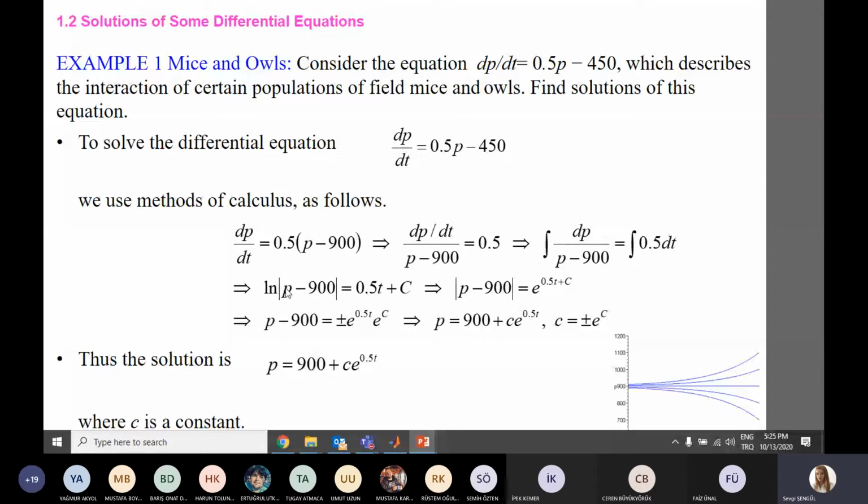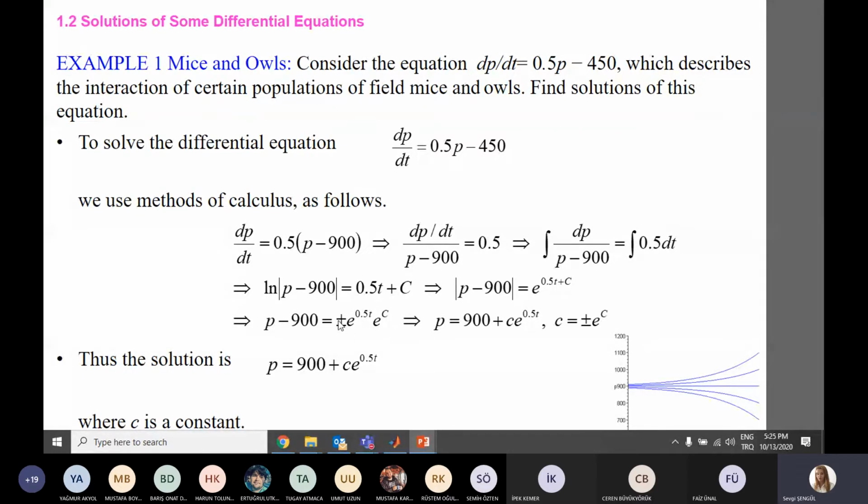And since there is an ln function, and I am looking for p, I want to get rid of this ln. So I'm taking the exponential of each side. e to the ln is going to be just 1. That's why we have only p minus 900 here. On the right hand side, e to the 0.5 t times e to the c. You can see that. And e to the c is just, again, a constant.